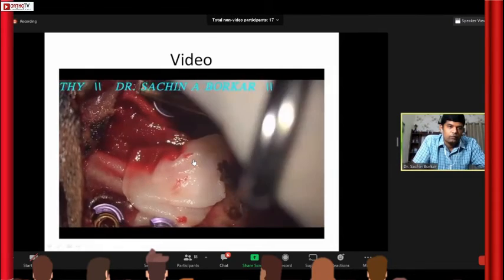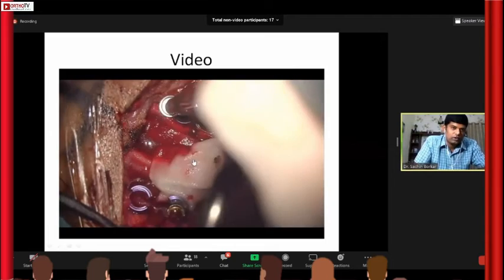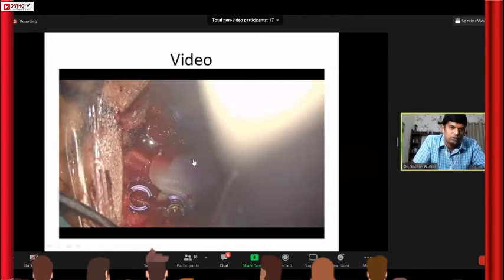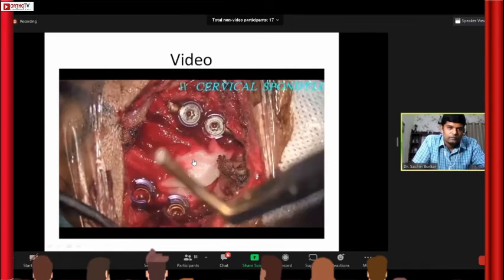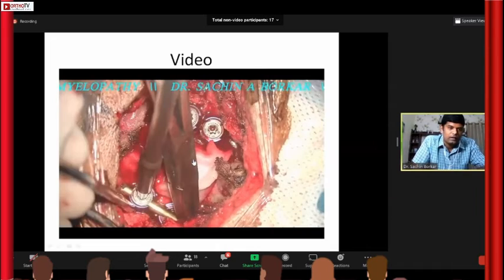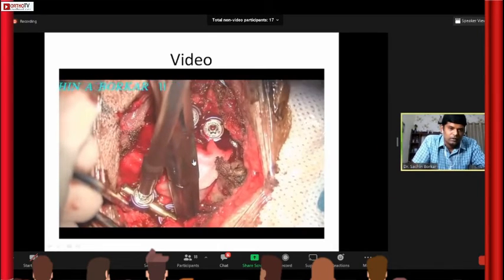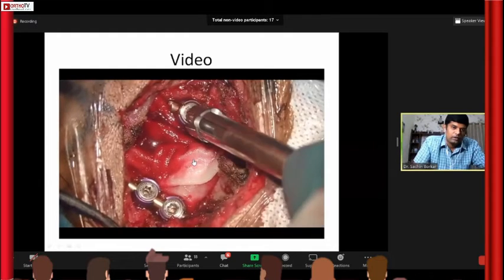Now, before putting the rod, you just cover the exposed dura with some cottonoid so that in case there is an inadvertent slippage, your cord is protected. And these are the lordotic rods which we bend as per the curvature of the spine which is required. And then put the final tightening.